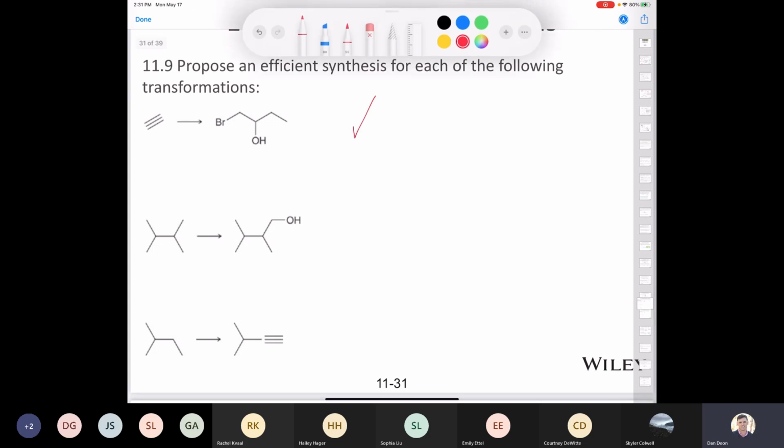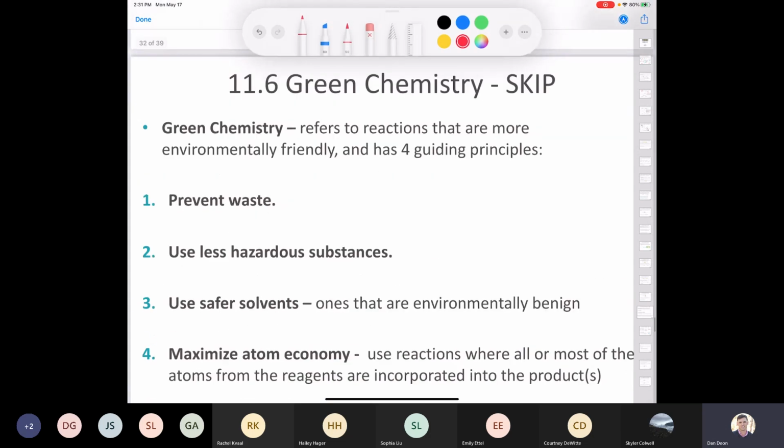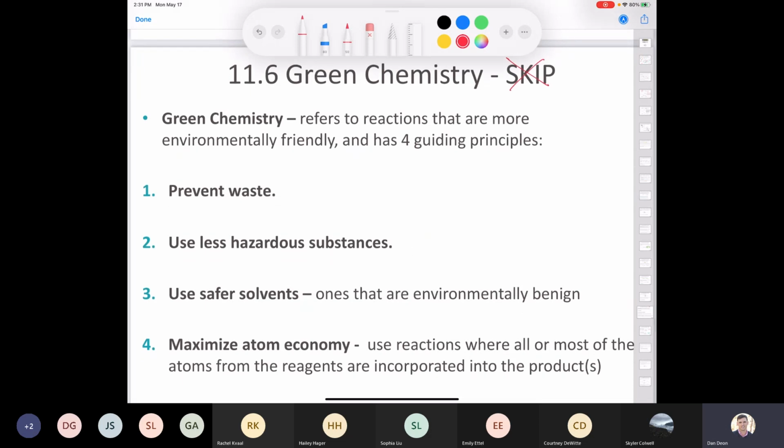Okay, so now we've solved question 11.9. I don't want to skip the section on green chemistry. It's a pretty important section, actually. Green chemistry just refers to chemists trying to find new ways to do syntheses so that they are less harmful to the environment. Years ago, chemists would just do whatever they could to get whatever molecule they wanted. But now we're finding that there's an environmental impact that results from not really caring about how you do your chemistry. And so there are 4 guiding principles that scientists use nowadays to try to find ways to do reactions that are more green or less harmful to the environment.